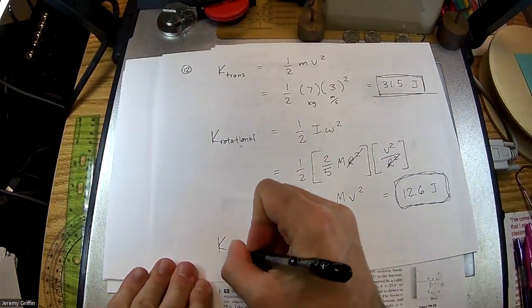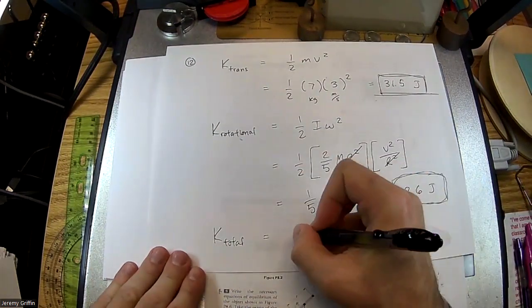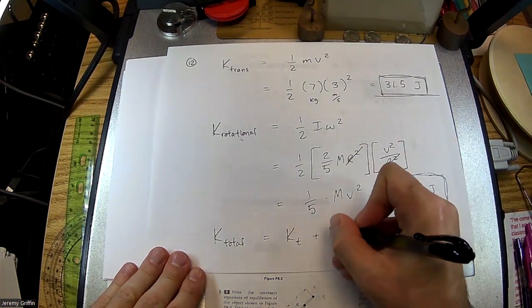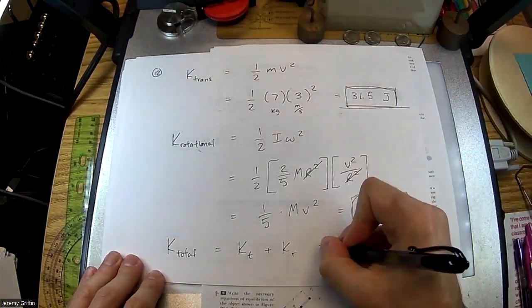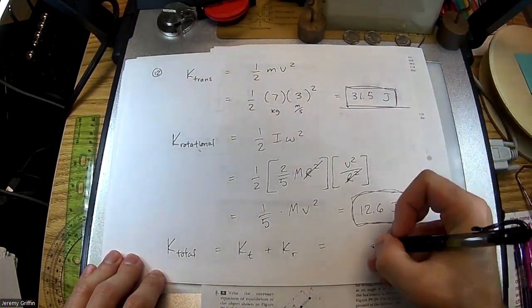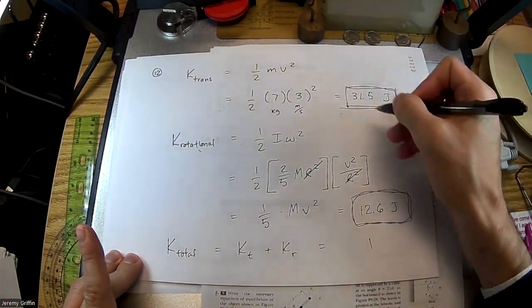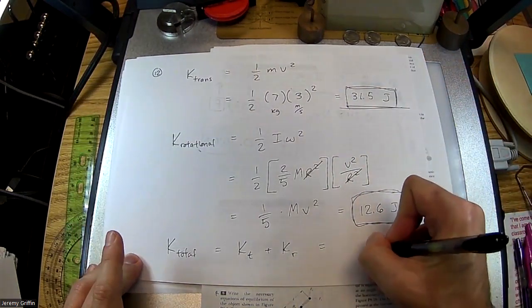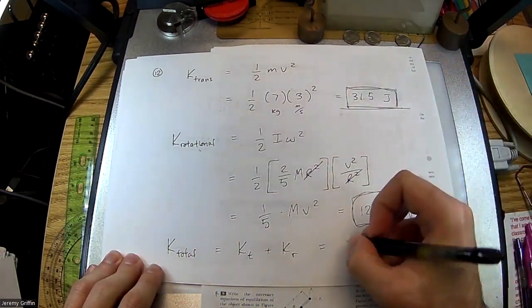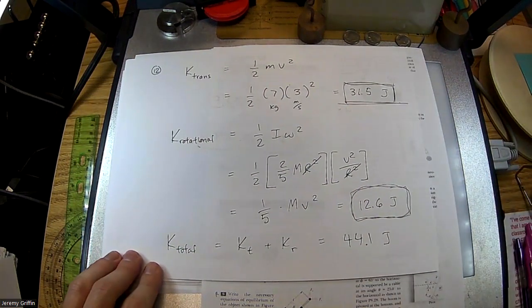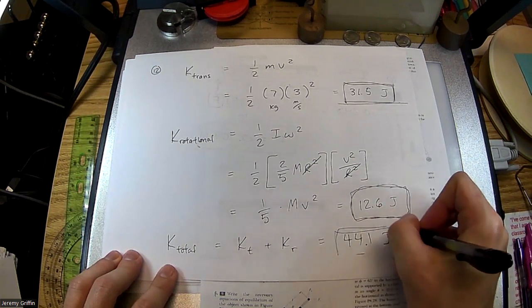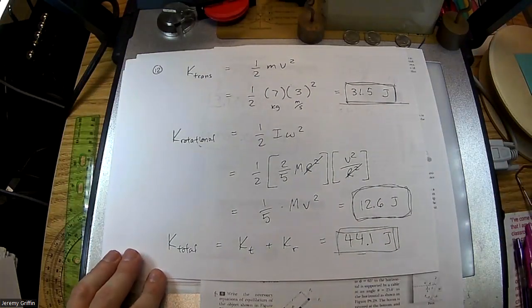So K total. Well, wouldn't that just be K translational plus K rotational? Okay, so I can just add these two together. 5 and 6 is 11, carry the 1, 1, 2, 3, 4, 3, 4. I think it's that many joules, is that right?